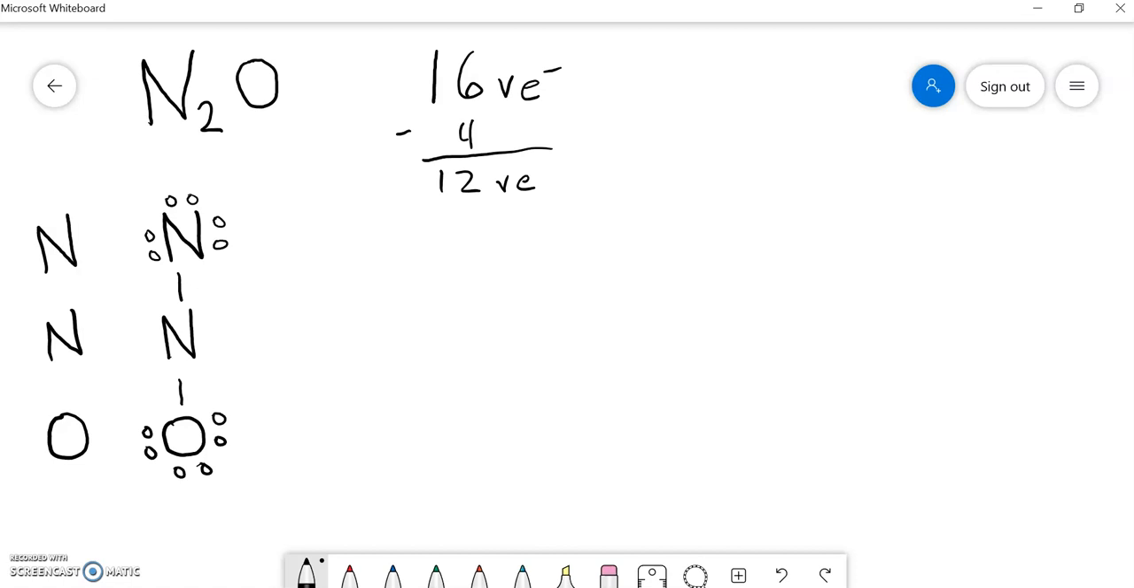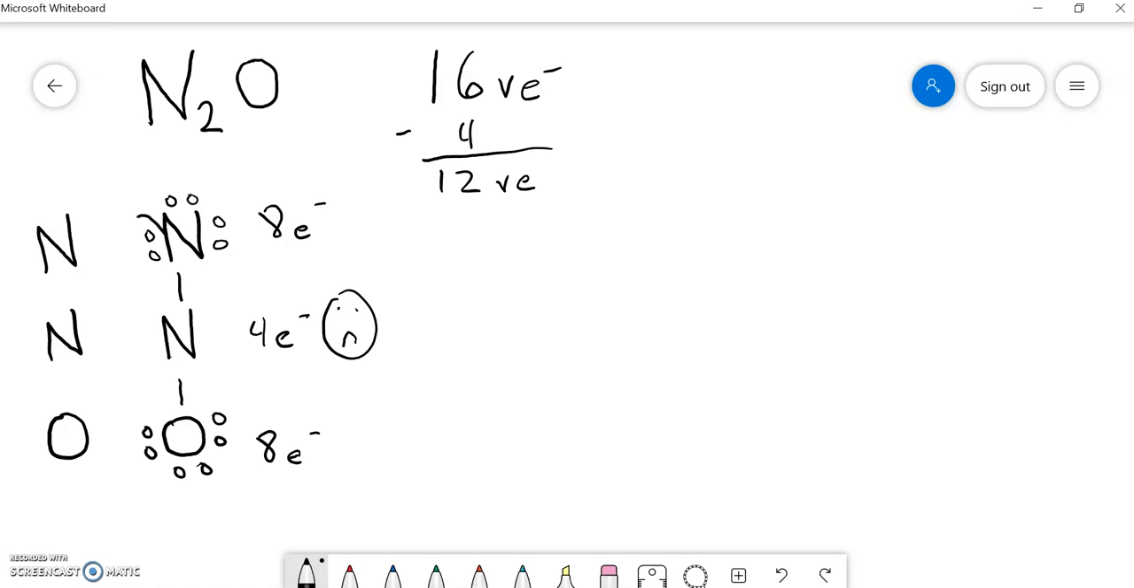Unfortunately, your nitrogen in the middle is really unhappy. It only has 2 bonds attached to it, and that means it only has 4 electrons. So this has 8 electrons, this has 8 electrons, but this only has 4 electrons, so it's unhappy. All right, so what are we going to do? Its pals on the outside are going to share those electrons.